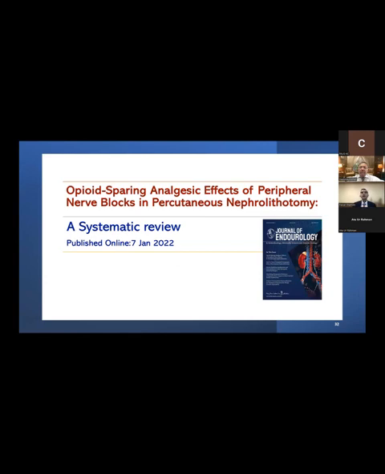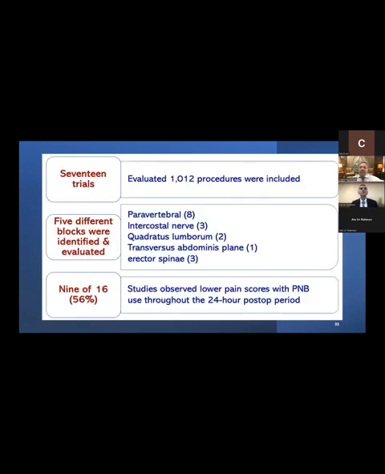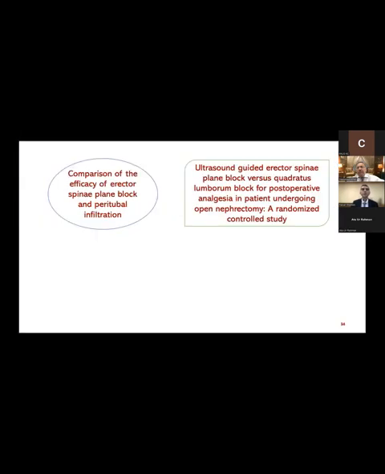This is a systematic review published in the Journal of Endourology, on the opioid sparing analgesic effects of peripheral nerve blocks in PCNL, in which 17 trials were evaluated, including 1012 procedures. 5 different blocks were identified and evaluated: paravertebral, intercostal, quadratus lumborum, transversus abdominis, and erector spinae. 9 of 16 studies observed lower pain scores with peripheral nerve block throughout the 24-hour postoperative period.